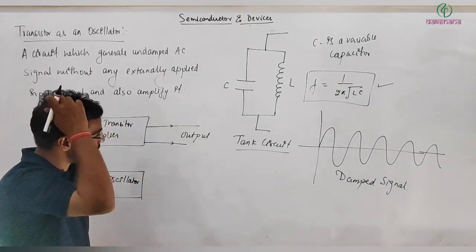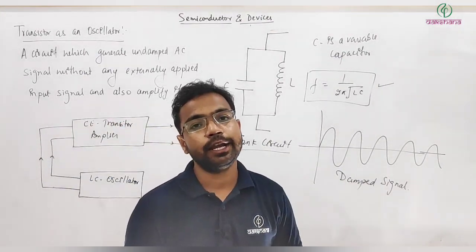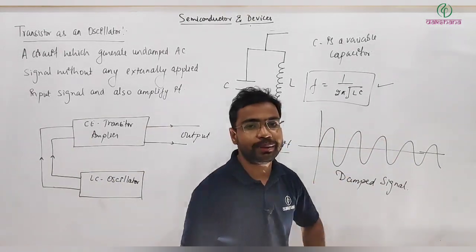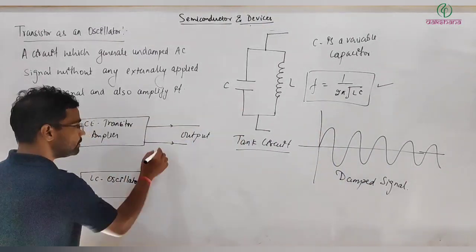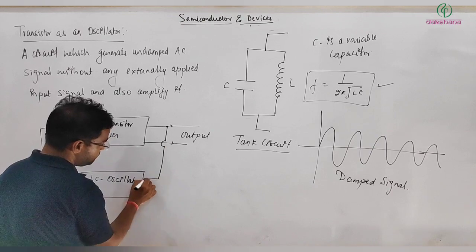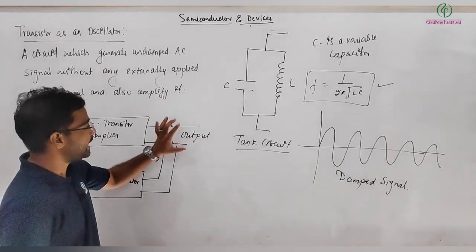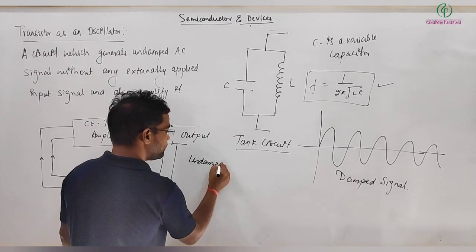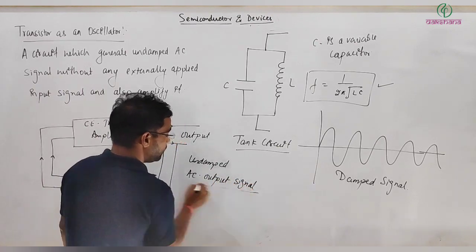So what we need is some energy supplier, and that should supply energy exactly according to the requirement, and in exactly the same frequency. For that, we feed a part of this output signal back to this. So this system completes and generates an undamped AC output signal.